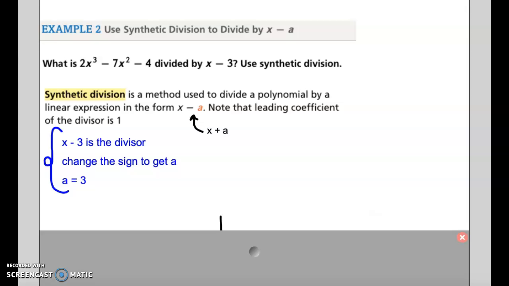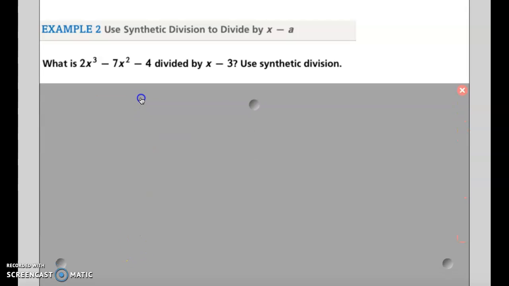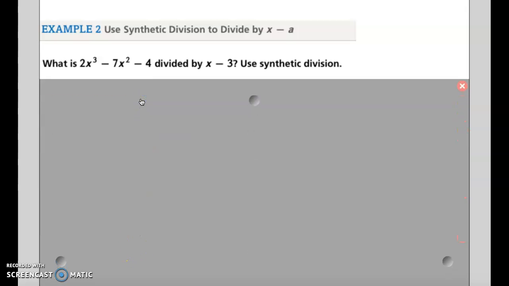Hi guys, so we made it through long division. This next method of how to divide polynomials is called synthetic division, and let me tell you, it is so much easier and so much faster. You are going to love it, and I'm not being sarcastic, it is really great. So let's take a look at the process here.